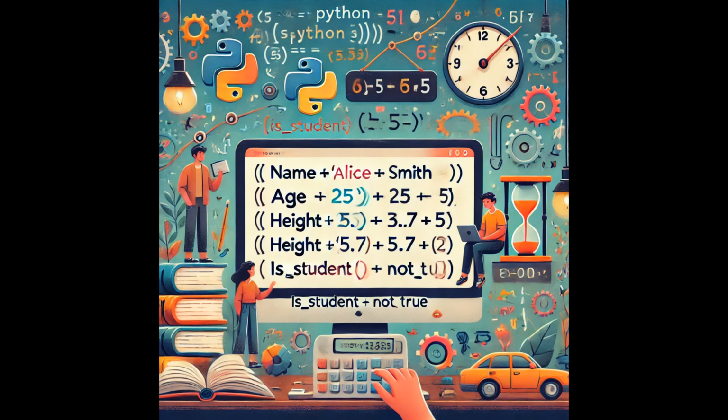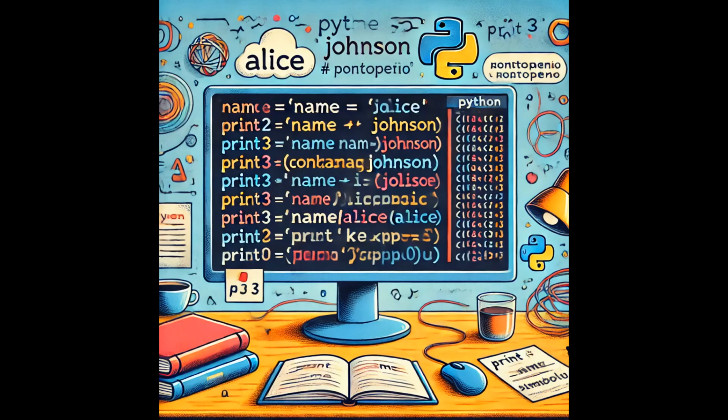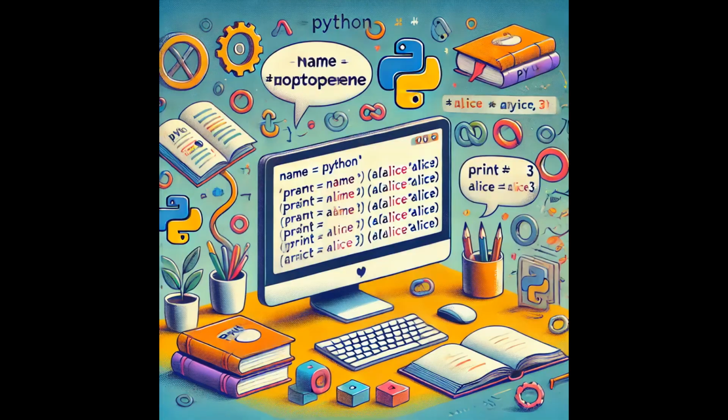Examples with operations for different types of data. Let's see what operations are available for each type of data. 1. Numerical operations. You can add, subtract, multiply and divide numbers. x equals 10, y equals 3. print(x + y), print(x - y), print(x * y), print(x / y).